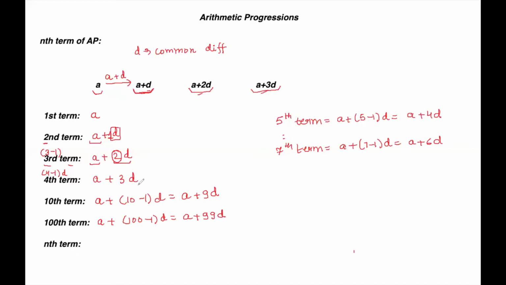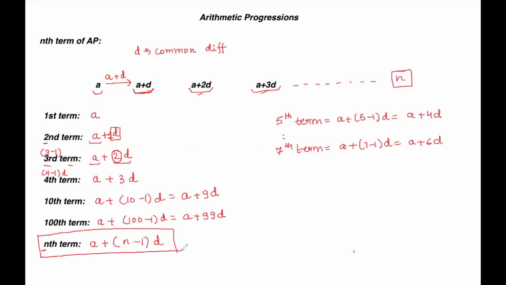Now let's say my AP goes on like this and I have n terms in my AP and I need to find this last term, that is the nth term. What would it be? It would again be the first term plus, what is the number here? N, right? So instead of this number, I would write N minus 1 into D. So this is the general formula for finding the nth term of any AP series. I hope this much is clear to you all. So let us look at a few questions now.